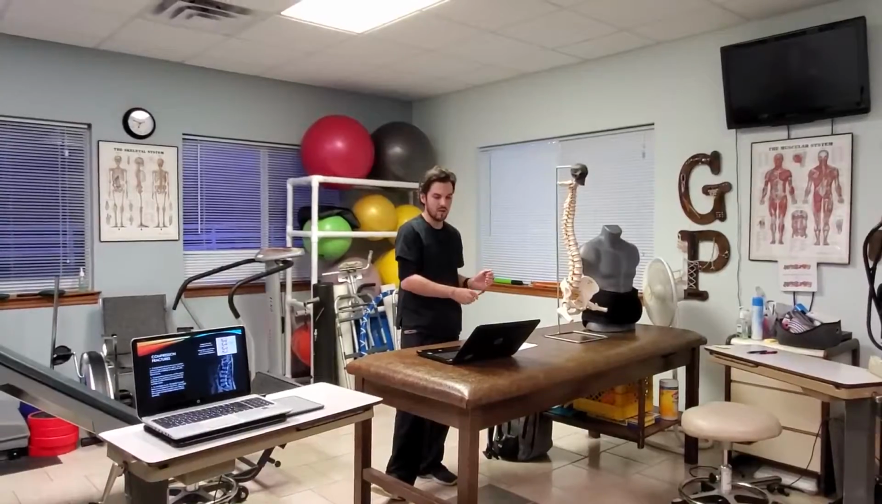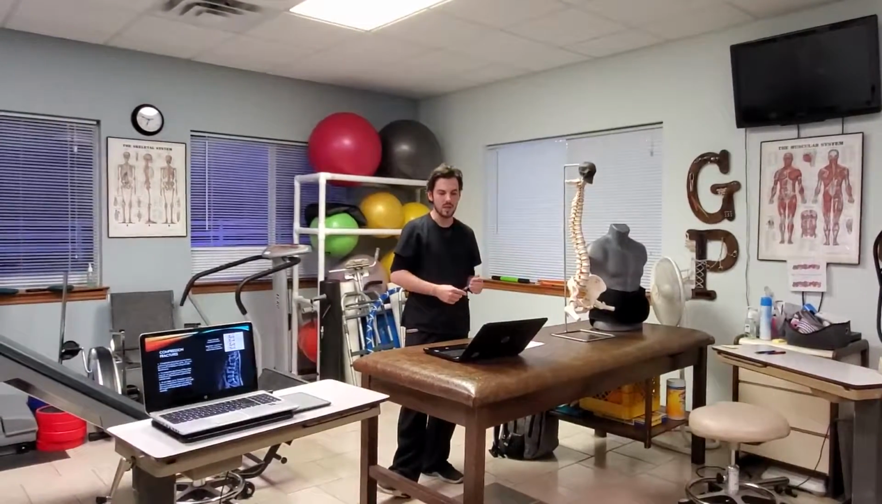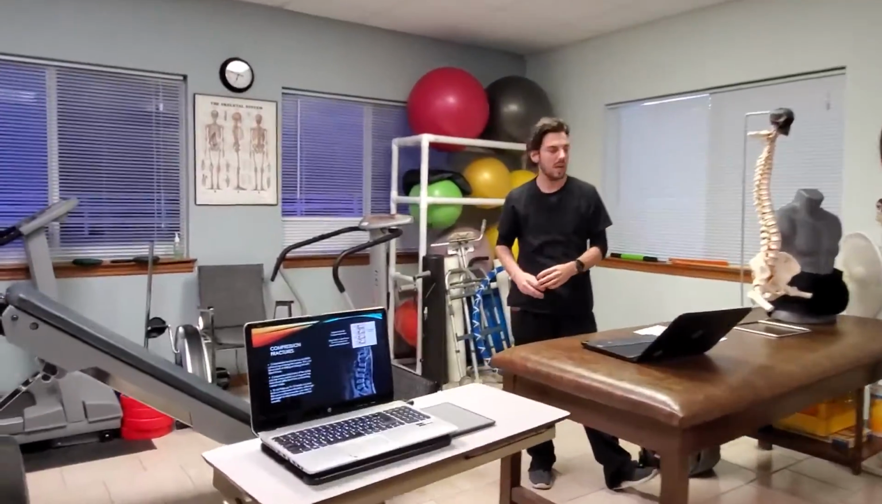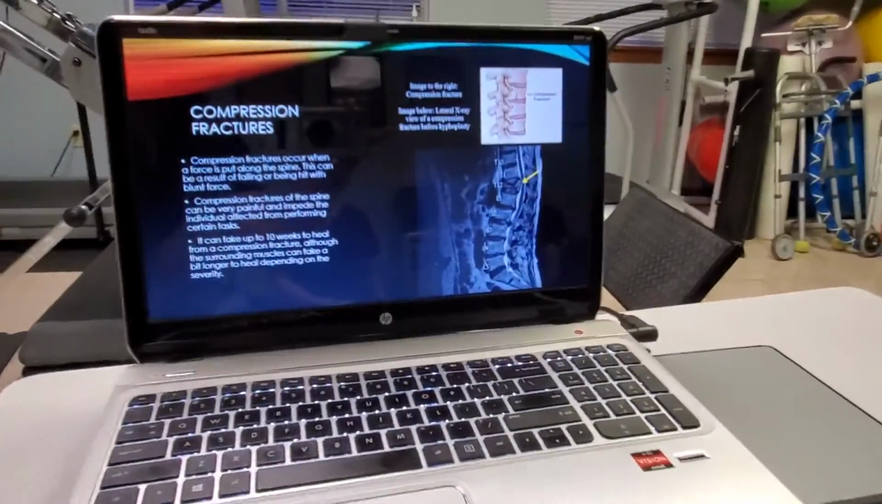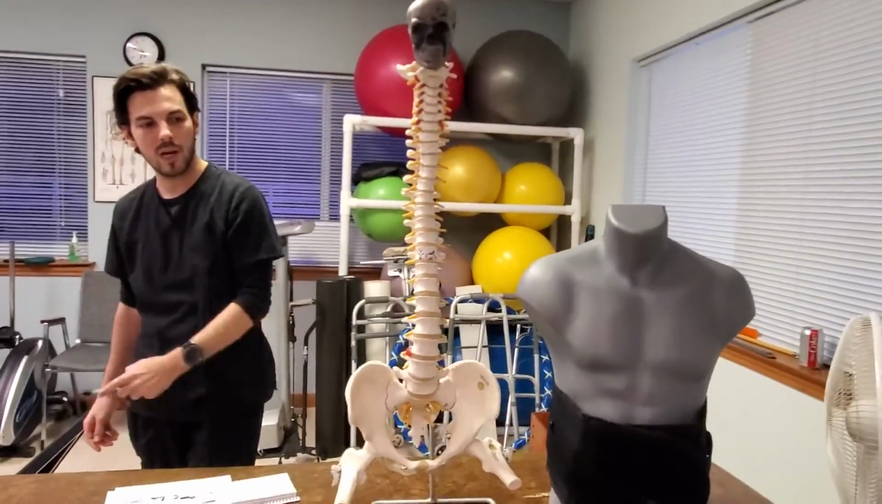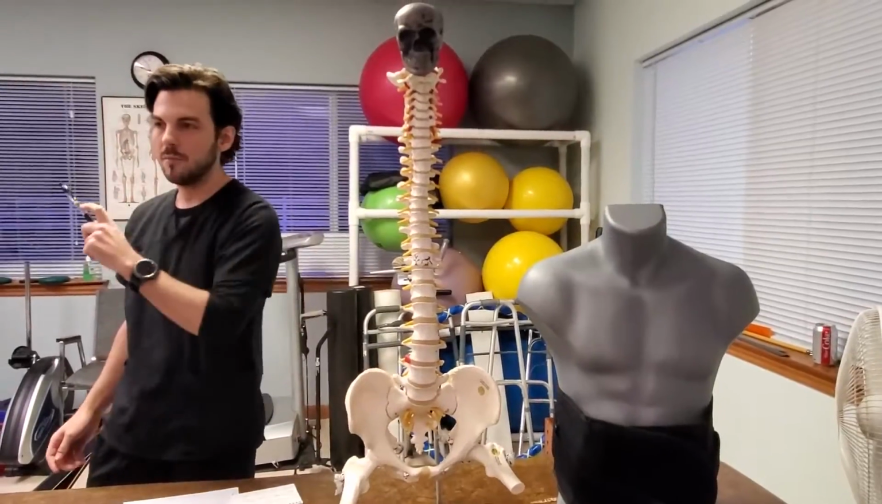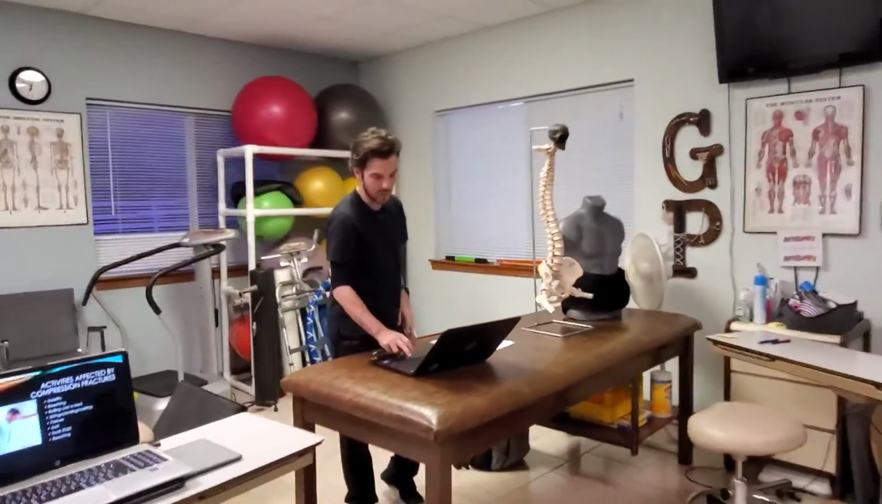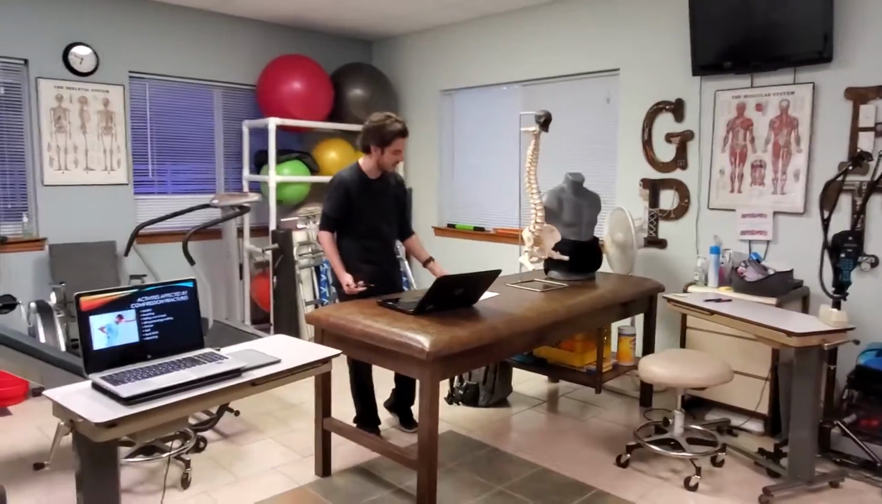The image that I have right here is a lateral and posterior view of what a healthy spine would look like. And I actually have a model right here of a healthy spinal column, despite a compression fracture right here. Moving on to the next slide, we will discuss what a compression fracture is and what it looks like.